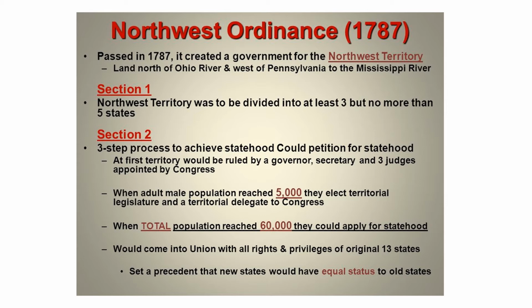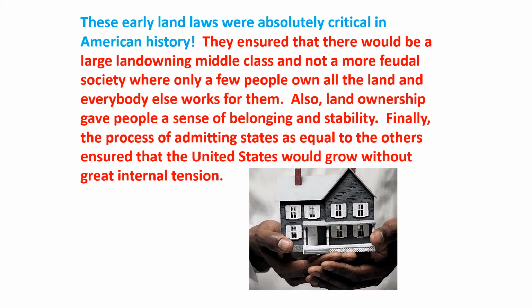Those in power, the states already existing, would obviously be voluntarily diluting their power. By doing it this way, the Congress arguably assured that the U.S. would remain intact, not break up by disgruntled Westerners who felt slighted by the eastern states. It also ensured a large land-owning middle class, a sense of belonging that made the new country more stable. Interestingly, by admitting the states as equal to the others, it really assured that the United States would grow without great internal tension.